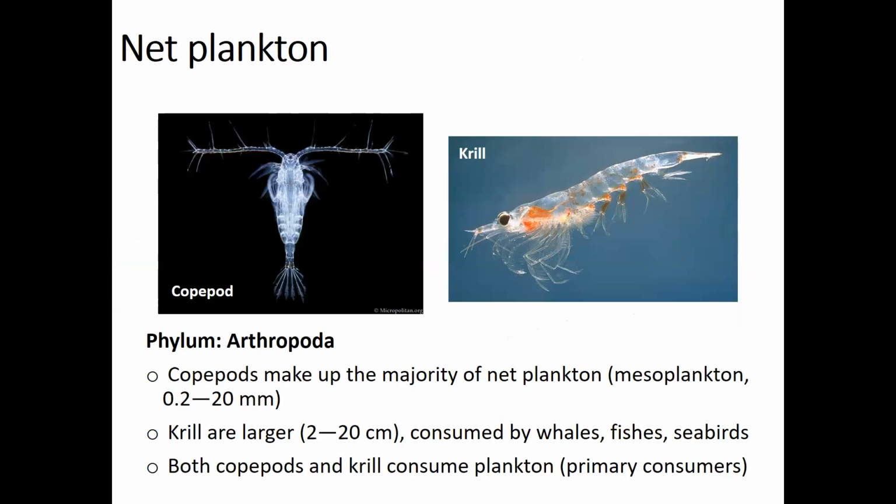Krill look similar to copepods, but they're a bit larger. So the copepods are less than 20 millimeters. Most of these you can see without a microscope. The krill are larger, so anywhere from 2 to 20 centimeters. And these are the species that are consumed by whales. So baleen whales will feed on krill. The copepods are a little too small for these larger marine mammals to see and to hunt. But fishes, whales, and seabirds are able to see these larger krill species and eat those krill. Both the copepods and krill are primary consumers that feed on plankton.